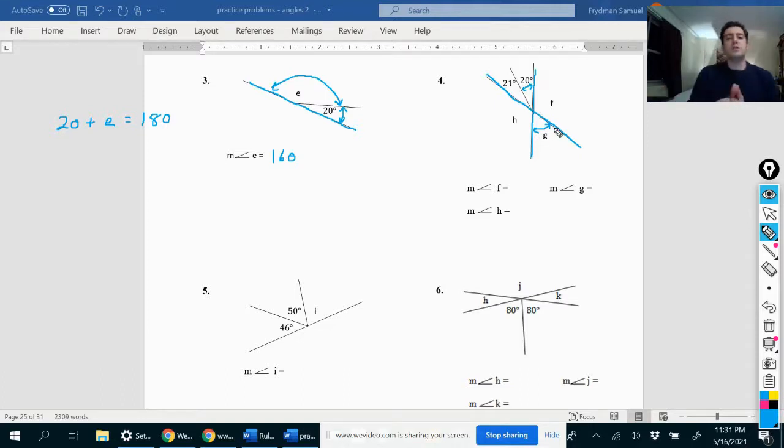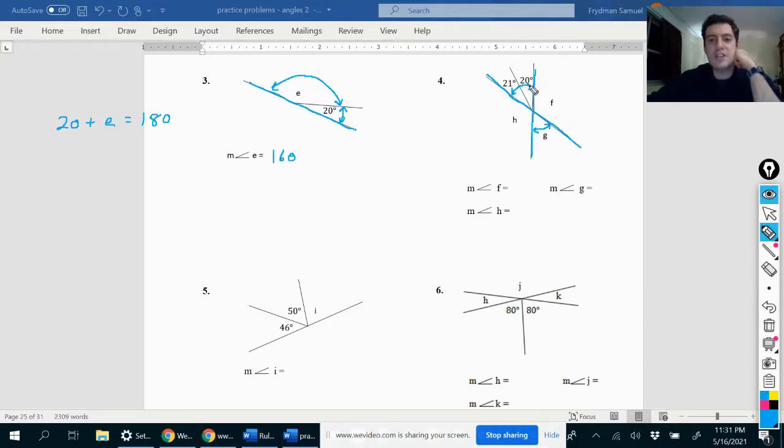Remember, for angles to be vertical, they have to be formed by the same two lines, and these are not quite formed by the same two lines. Is angle G vertical to this angle from here to here? No, for the same exact reason. But angle G is vertical to the angle that goes from here all the way to here.